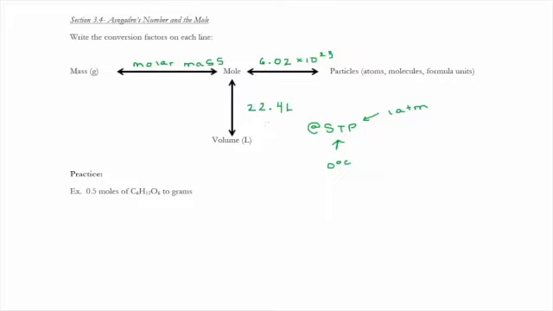So the molar mass equals 1 mole. 6.02 times 10 to the 23rd, either atoms, molecules, or formula units equals 1 mole, and then 22.4 liters equals 1 mole. So let's work on some conversion.